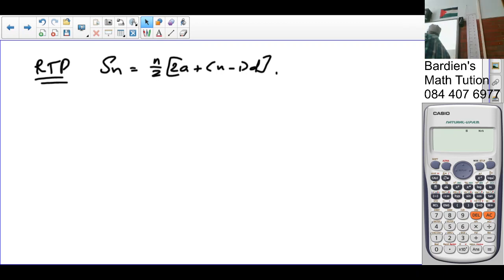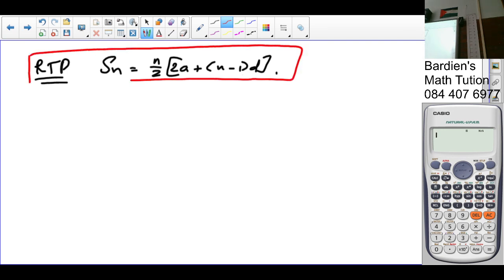So the sum of formula for an arithmetic sequence, where Sn is your sum of terms, A is your first term, n is your position or term number, and d is your common difference. So where do we start? We're firstly saying RTP, which is required to prove.